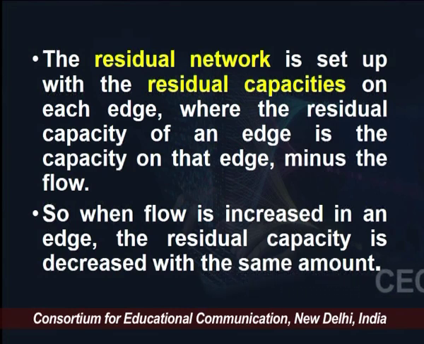So, when the flow is increased in an edge, the residual capacity is decreased by the same amount. For example, I am increasing the flow by 2. Now the flow is 5, the capacity is 7, so it is 5/7. What is the residual capacity? The earlier residual capacity was 4. Now, the residual capacity is 7 minus 5, which is nothing but 2. So, if the flow is increased by 2, then obviously the residual capacity, which is the leftover capacity, is decreased by the same amount.